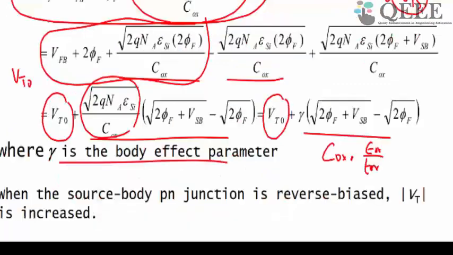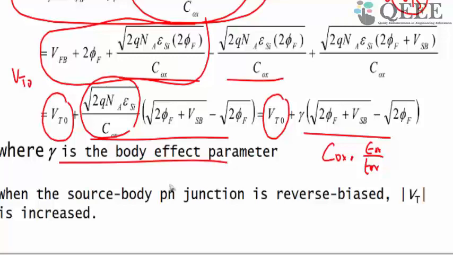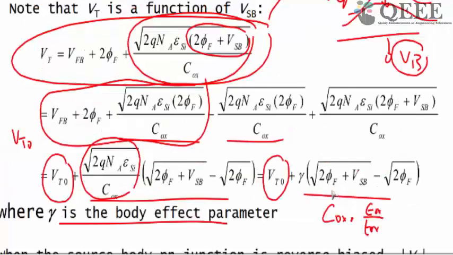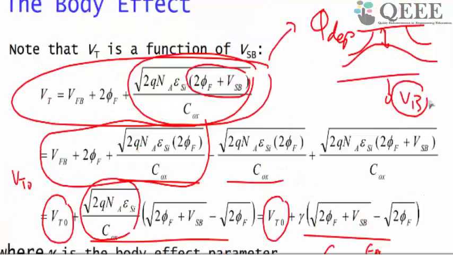In the case of an n channel MOSFET, suppose you apply a negative substrate bias, more and more negative. This is n plus here, this is n plus here, this is P. So you can see this junction has to be reverse biased. It should not go into turn on mode.